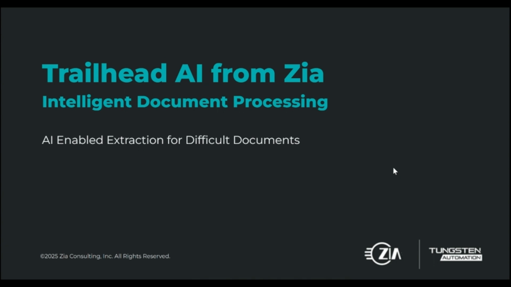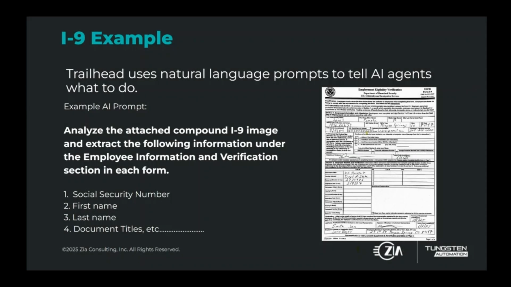Trailhead reads context. It can extract entities, relationships, and semantic meaning from documents. It uses computer vision plus natural language processing models to understand the document's structure, such as tables, headers, and fields, even if layouts and text vary between documents. In this demo, Trailhead will process some employment eligibility verification, or I-9 forms.